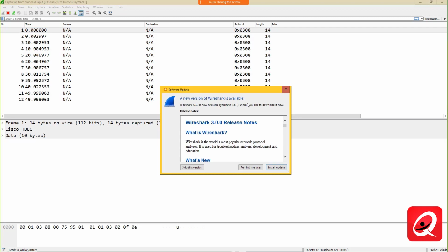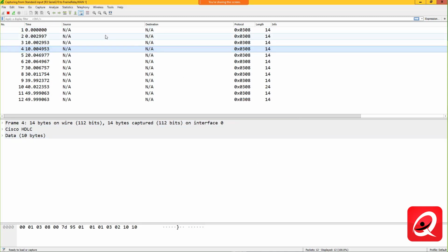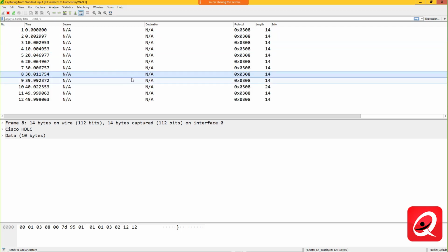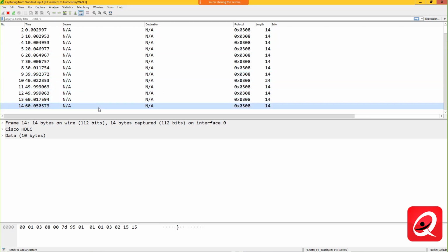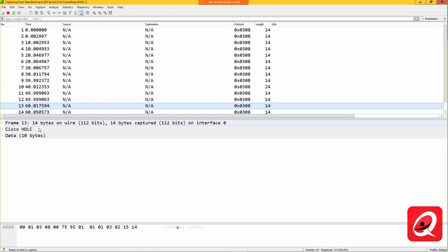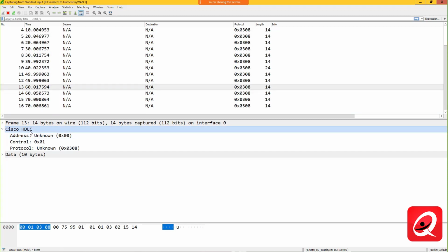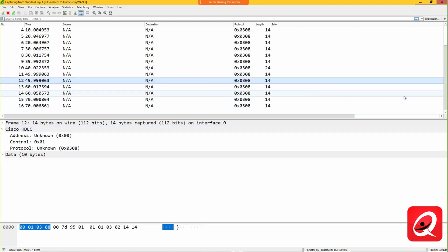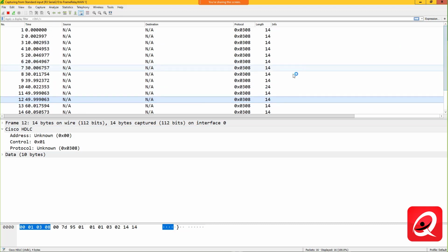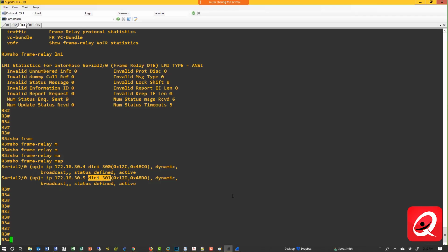Remind me later. That is source destination. Yeah, that's okay. I'm trying to see if I'm seeing any of my frame relay frames. Let's filter out. That's really strange. Wireshark's not really liking these frame types. Let me generate some traffic.